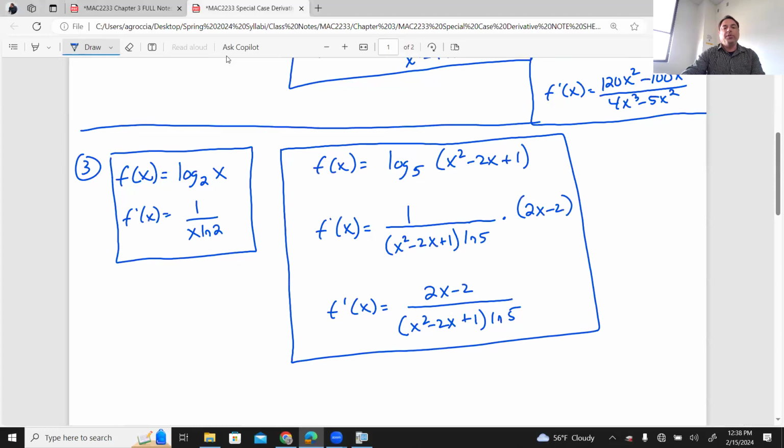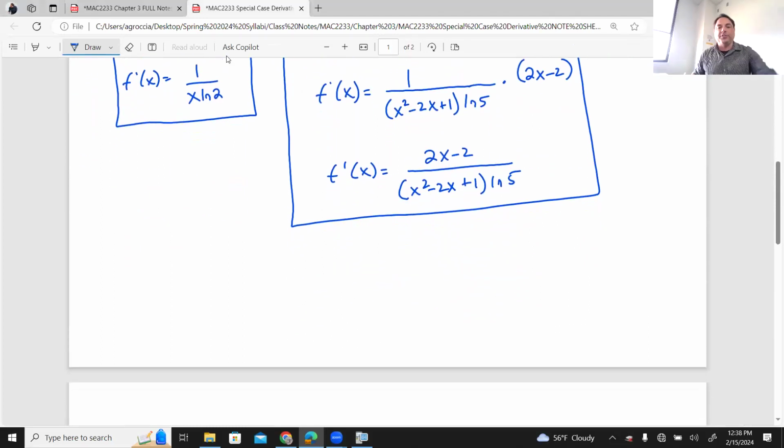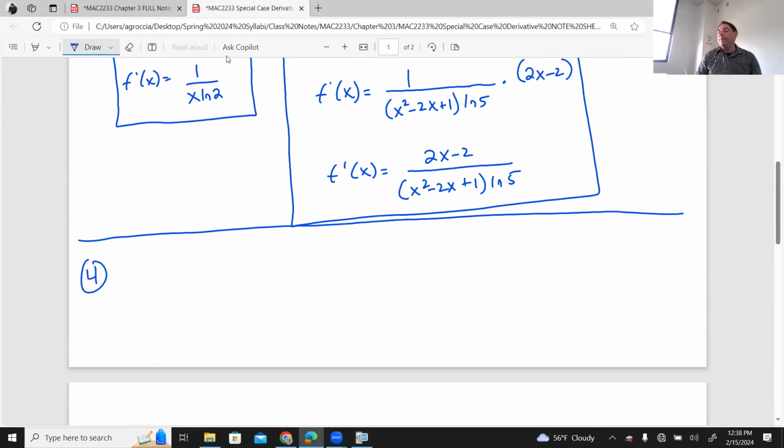And now we'll do the last special case. So all of these kind of stick out like a sore thumb. E, obvious. ln, obvious. Log, obvious. This one's a little less obvious, but it's still a special case nonetheless. And the reason why it's a special case is an example of a base, any number, raised to a variable. That one is weird.